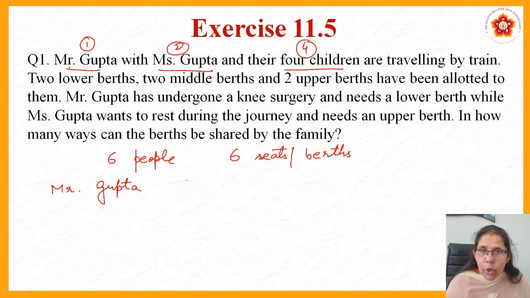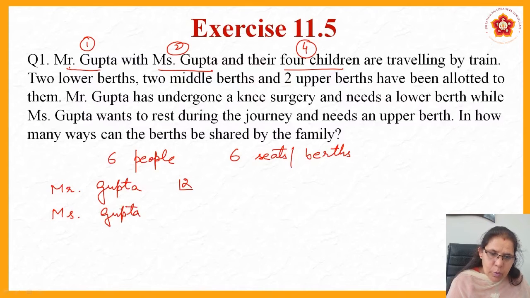There are two choices. Either he can take the berth on the right hand side, or he can take the lower berth on the left hand side. So in how many ways can Mr. Gupta take the seats? Factorial 2 ways. What is the value of factorial 2? Value of factorial 2 is 2 into 1, that is 2.